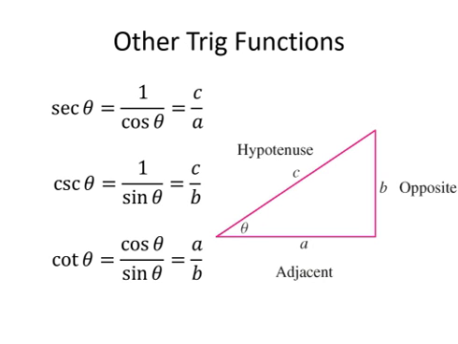Other trig functions that we have are the reciprocals of them: secant, cosecant, cotangent. Secant is 1 over cosine, which means it's the hypotenuse over the adjacent. Cosecant is 1 over sine, which is the hypotenuse over the opposite. And your cotangent is your cosine over sine, which ends up being your adjacent over opposite. So those are your other trig functions. Again, you've got to remember you have those.